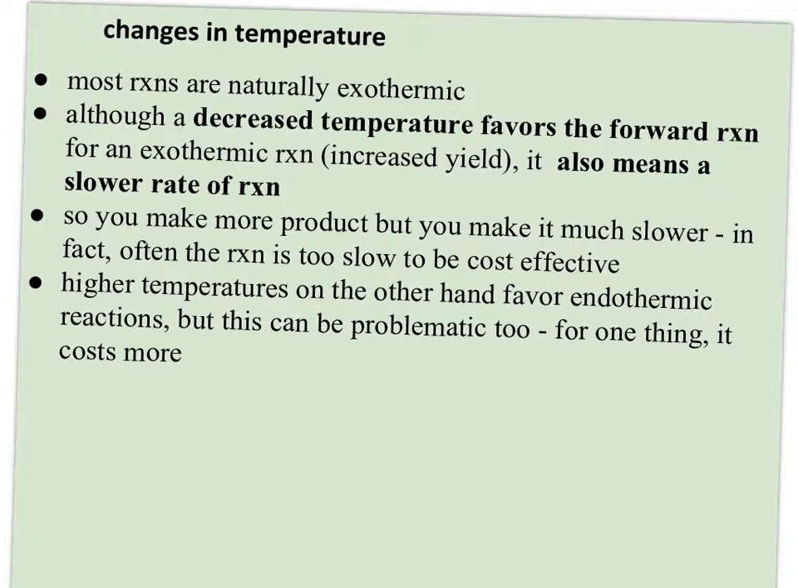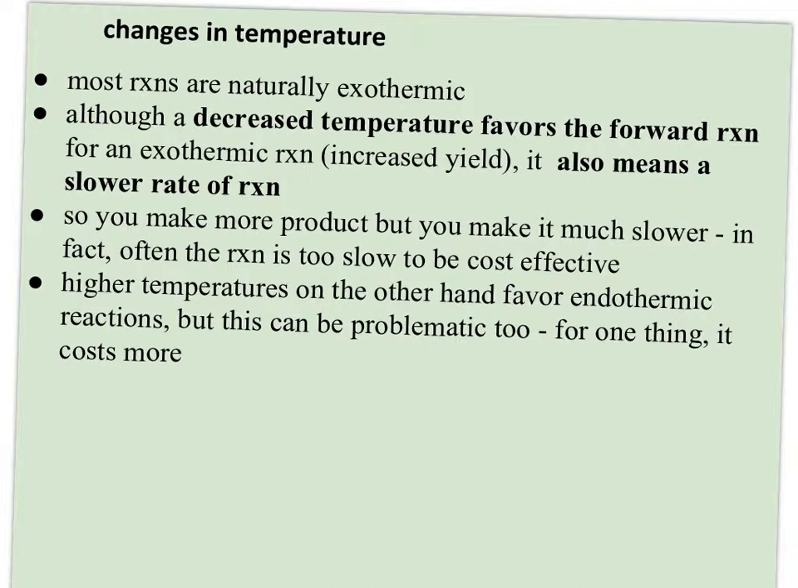Just a couple last things on temperature. Most reactions are naturally exothermic. The natural direction of many reactions is exothermic. So that means a decrease in temperature would favor your forward reaction, which seems like a good thing because decreased temperature costs less to do. But it means you're going to have a slower rate. Temperature always increases rate, regardless of whether it's endothermic or exothermic. So decreased temperature is cheaper, you make more product ultimately, but you make it slower. And depending upon the natural reaction rate, it might be a lot slower.